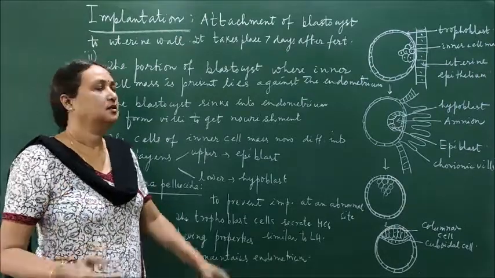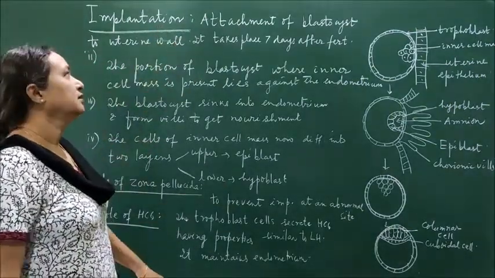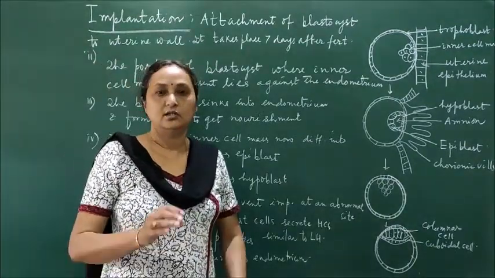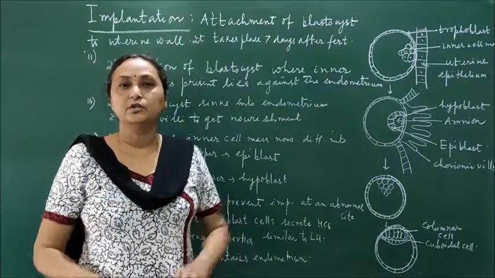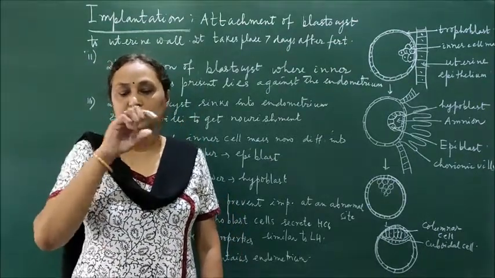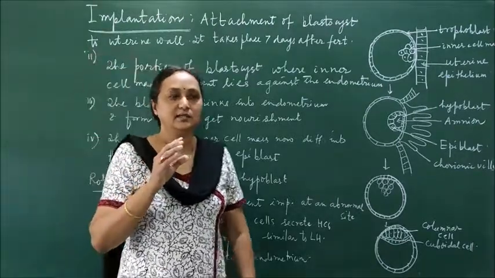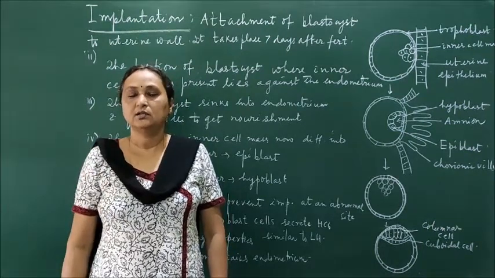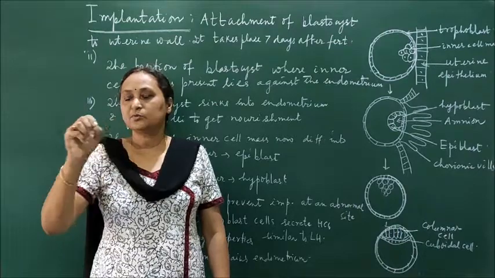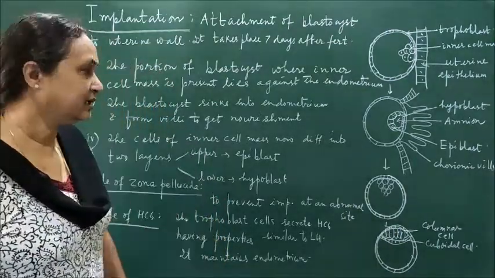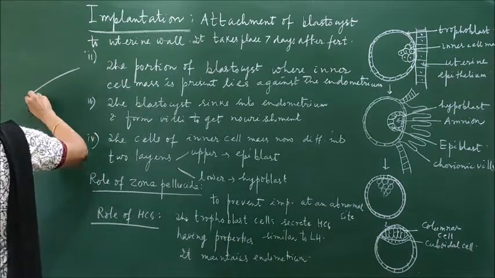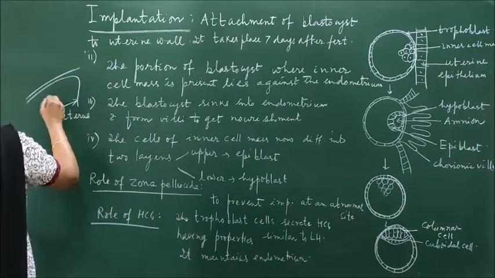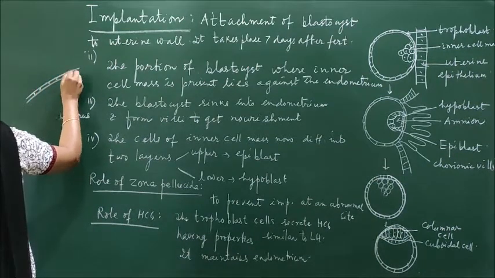So the next process is implantation. Implantation is the attachment of the blastocyst to the uterine wall, because the zygote is produced inside the oviduct. The oviduct is a narrow tube, and gradually, as it enters the process of cleavage, a multicellular embryo starts to be produced. Then the embryo also starts moving inside the oviduct, and ultimately, if this is the oviduct, this is the uterus, and the embryo is moving here gradually.